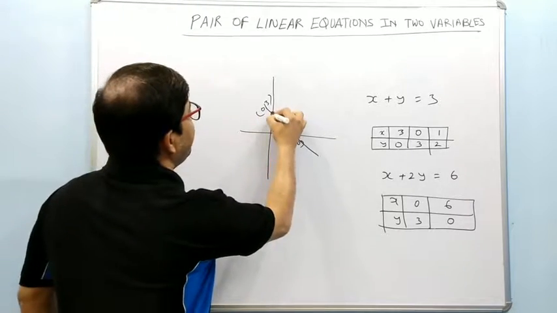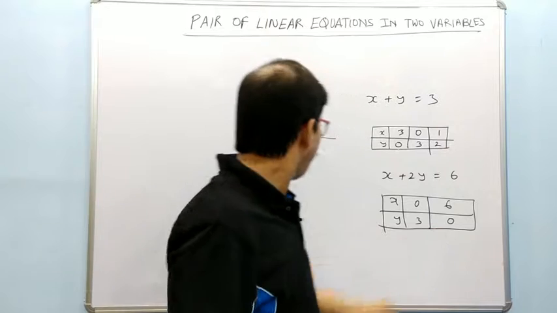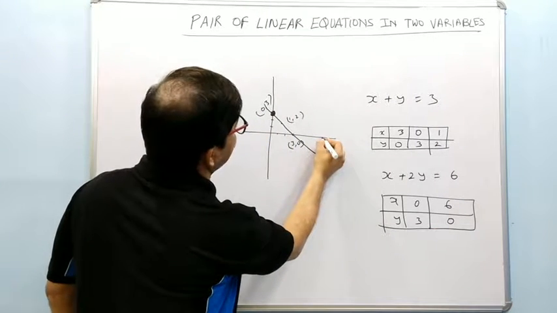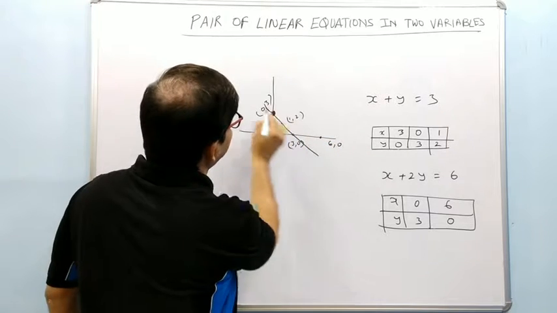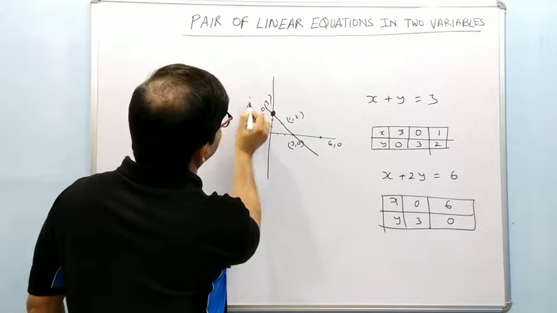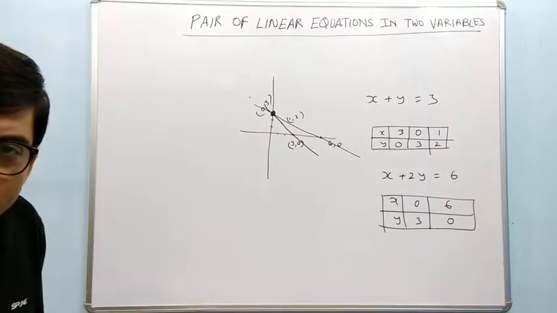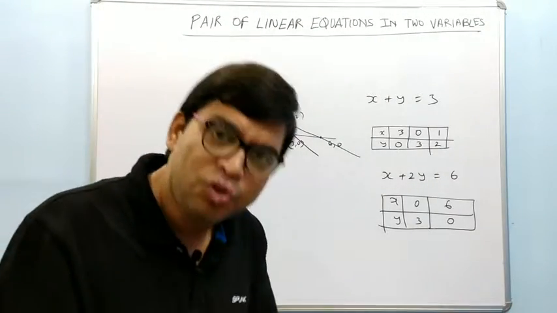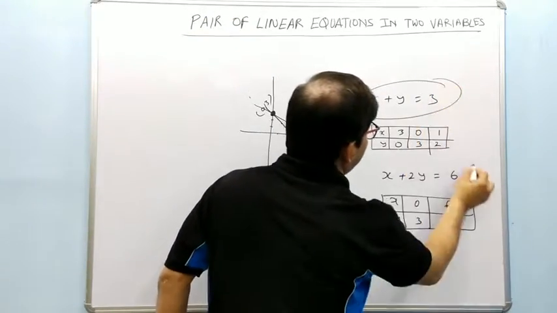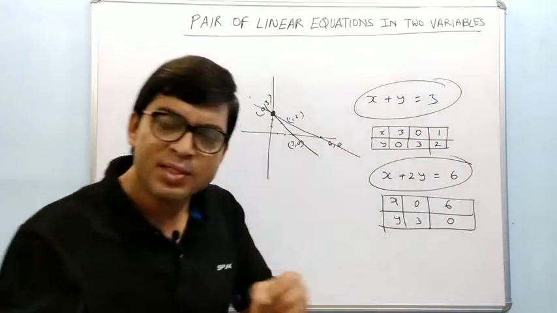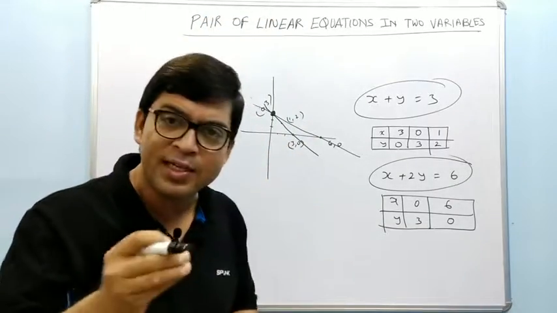So the 2 points, if I need to plot, one point is 0, 3. So this is the point. Another point is 6, 0. 6, 0 here. I draw the graph of this line. It's like this. So what is the solution of these two equations? This and this. We just draw the graph of the lines and see where it is cutting.